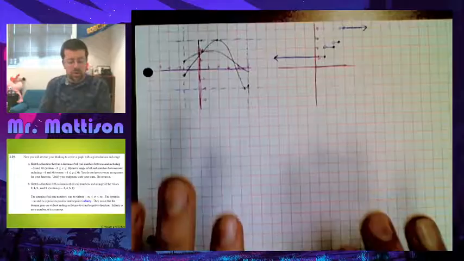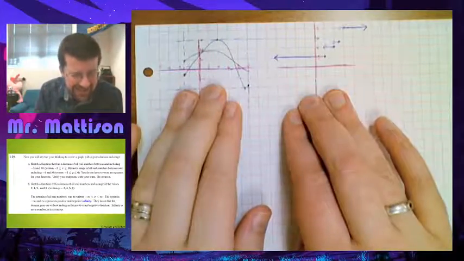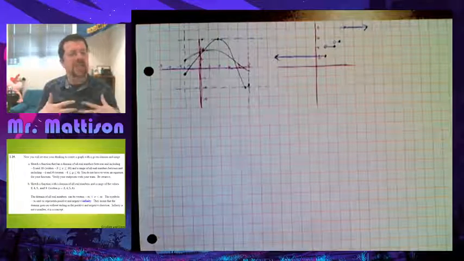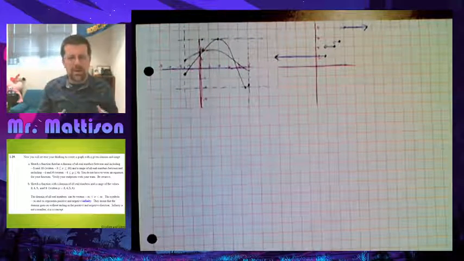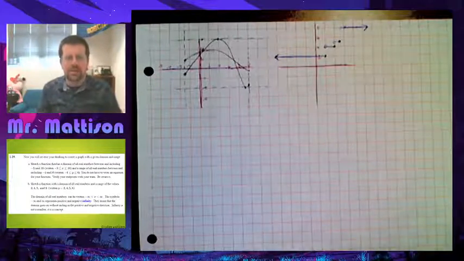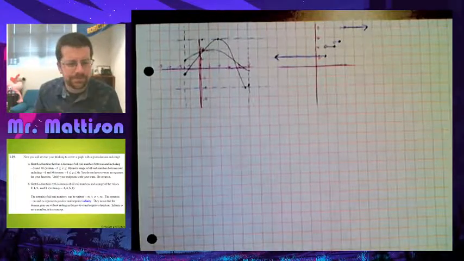So again, your graphs do not need to look exactly like this. As long as you're still meeting the same requirements, you're great. If you're not quite sure, email me or contact me or ask me when you see me next, and I'll try and double check and make sure that, yeah, those are meeting the requirements for us.